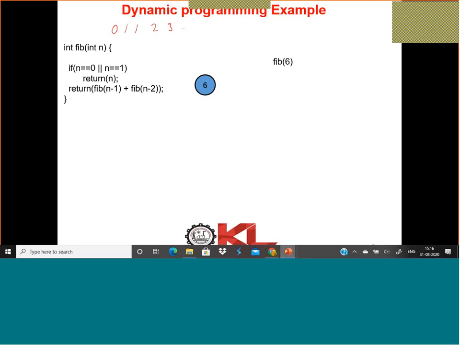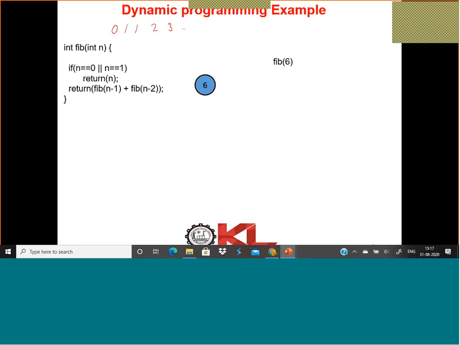So whatever algorithm I wrote is under divide and conquer. How it comes under divide and conquer is, if I want to find the nth Fibonacci number, it depends on the Fibonacci number of n minus 1 plus the Fibonacci number of n minus 2. Here, if n equals 1 or n equals 0, it is a small problem for us.